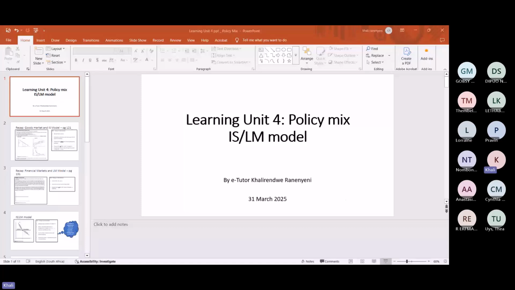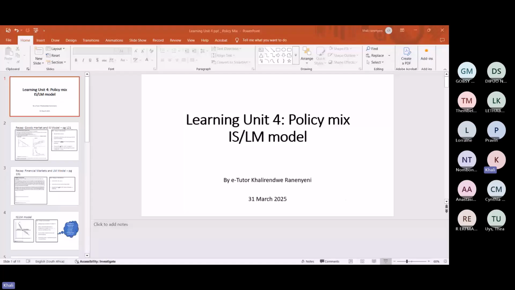Okay, so just a recap from last week. Last week we introduced the ISLM model. We said the IS model was derived from the goods market. We said that we needed to make some assumptions from what we learned in learning unit 2, which was to say, instead of having our investment function as an autonomous variable, we will then have it as a function of income and interest. So after we made that assumption, we then derived the IS curve, which was a downward sloping curve with interest rates on the vertical axis and your level of income on the x-axis.